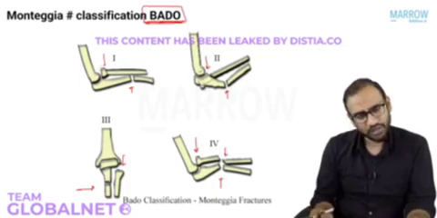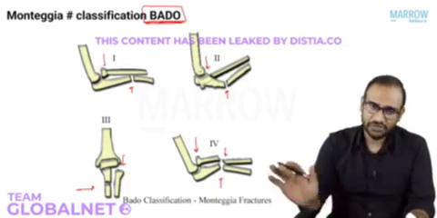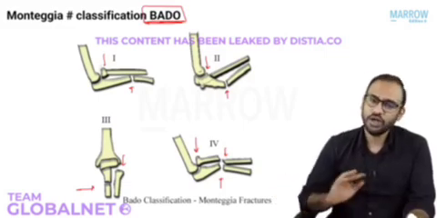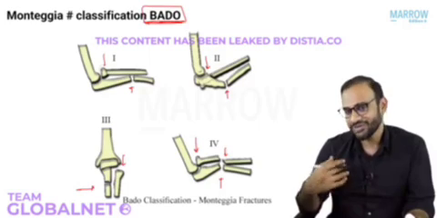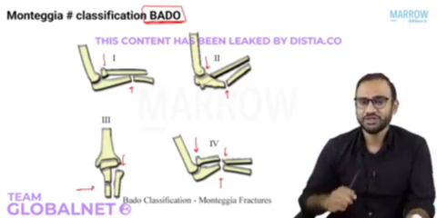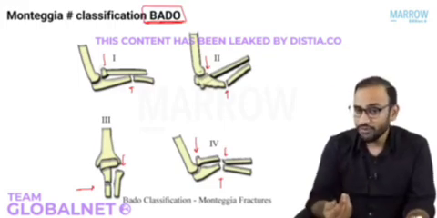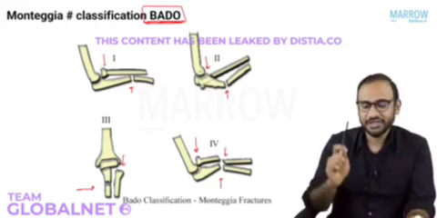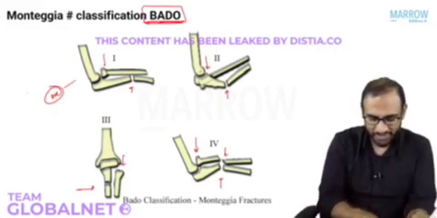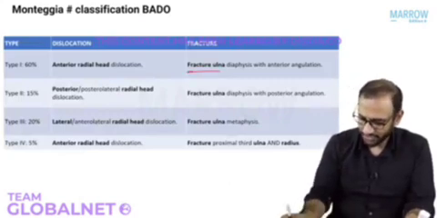Now, this looks confusing, but I'll simplify it for you. In all the types of Bado, 1, 2, 3, 4, the ulna is fractured. That is a given. The second common thing is that in all the types of Bado, the radial head is dislocated. Depending on where it dislocates, we have 1, 2, 3. In 1, it dislocates anteriorly. In 2, it dislocates posteriorly. In 3, it dislocates laterally. Now, what about 4? In 4, again, it dislocates anteriorly, but this time with a fracture. That's all. Type 1 is the most common, and this is the table that will help you remember the classification. Ulna is fractured in all of them.